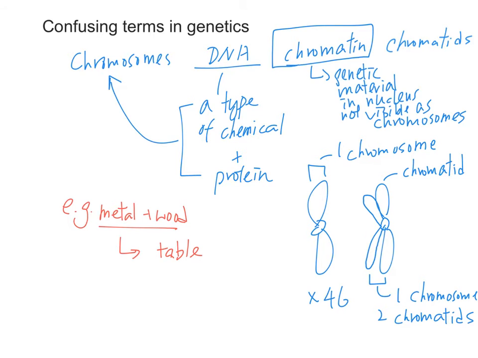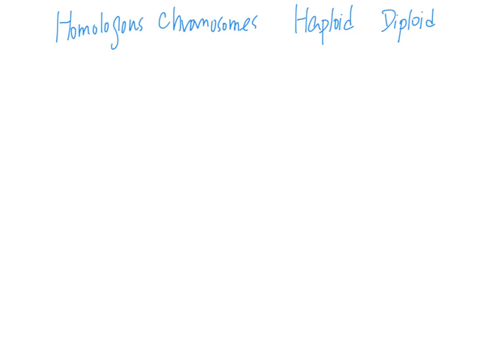Finally, chromatin. Chromatin is the genetic material in the nucleus when it is not visible as chromosomes, because chromosomes can only be visibly seen by the eye or under the microscope when it is dividing. So when it is not dividing, it is only appearing as a blob of material, and we call this blob the chromatin.